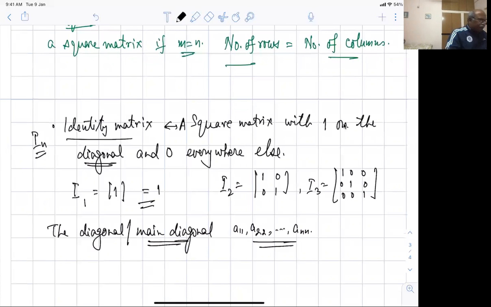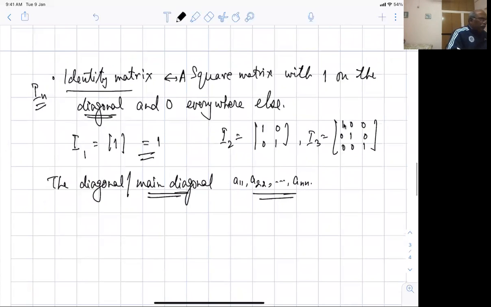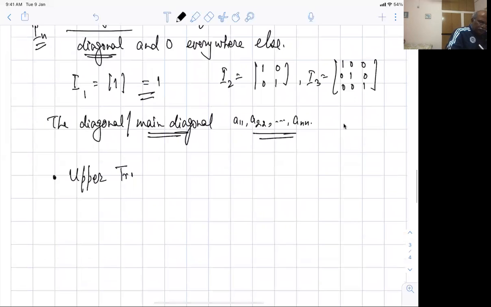Is that okay? Then there's the notion of what is called an upper triangular or lower triangular matrix. So there are two types of matrices, upper triangular and lower triangular.